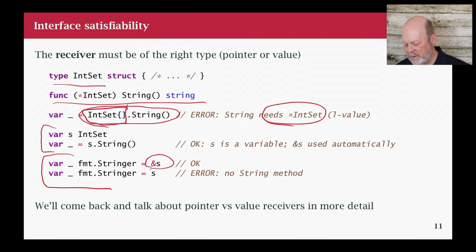All right, and the other way doesn't work. And it doesn't work again because we define the method to take a pointer receiver. And we can only define it one way or the other. So your method either takes a pointer receiver or it takes a value receiver, but you can't overload it and do both. That's not allowed.